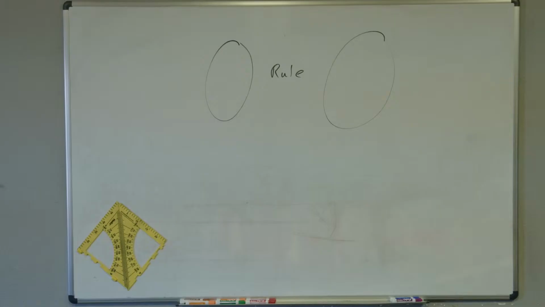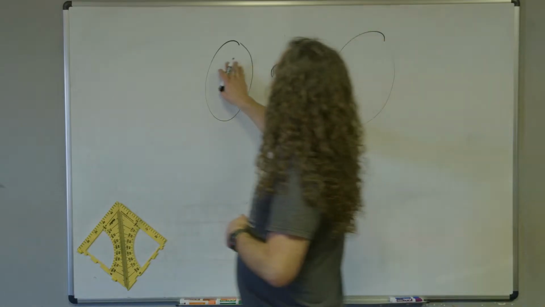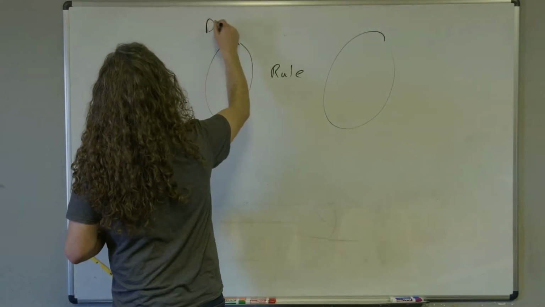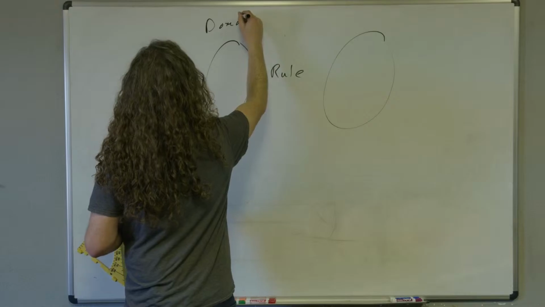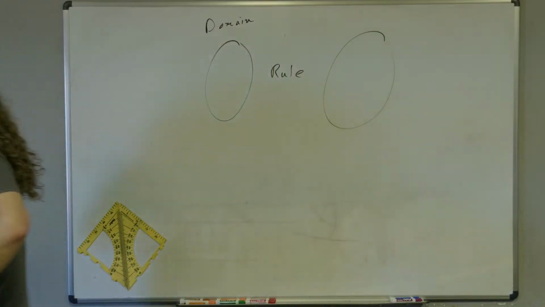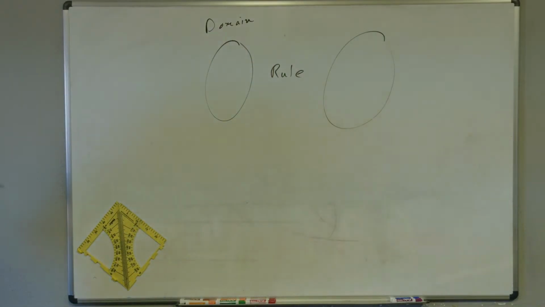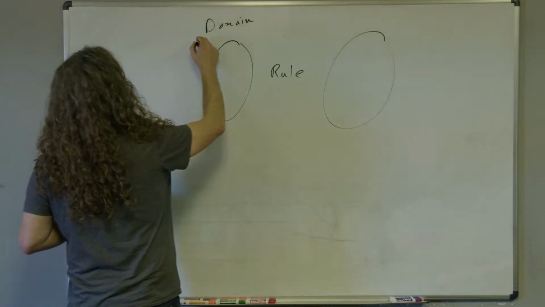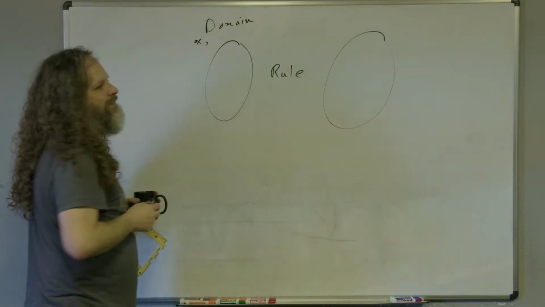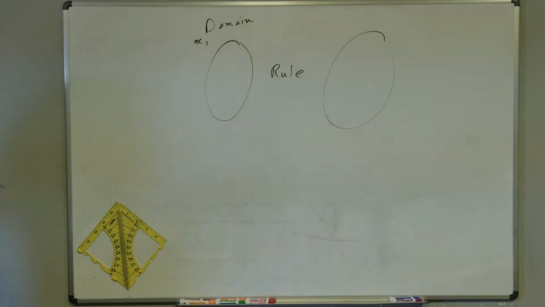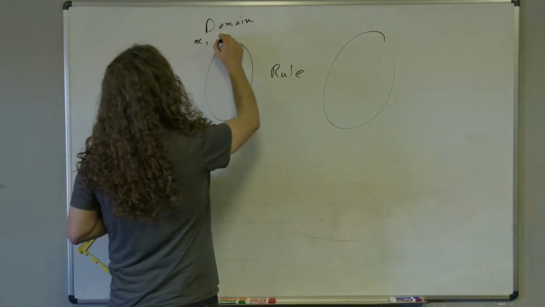A function says for every member of the domain, what are some of our other words for domain? X values. X values, absolutely. What else? How about independent quantity, right?